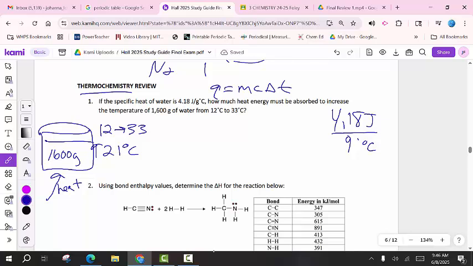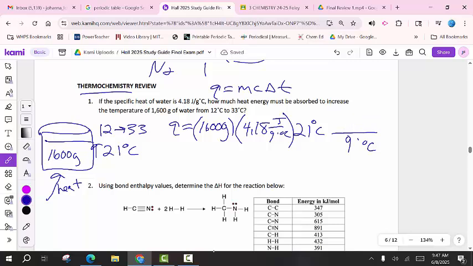So again, we're going to use this equation. We don't know Q, that's our unknown. The mass is 1,600 grams. The specific heat is 4.18. And then the change in temperature is 21 degrees Celsius. So it's pretty easy. All we're doing is multiplying the specific heat times the mass times the change in temperature, and that will give us how much energy in joules is needed. So 1,600 times 4.18 times 21 degrees Celsius is a really big number.